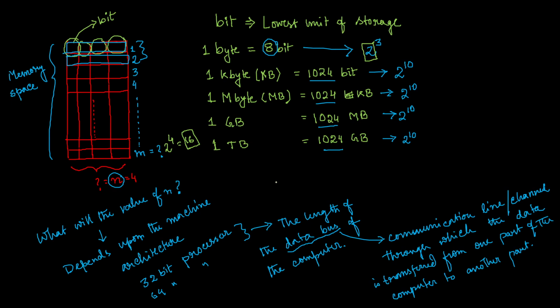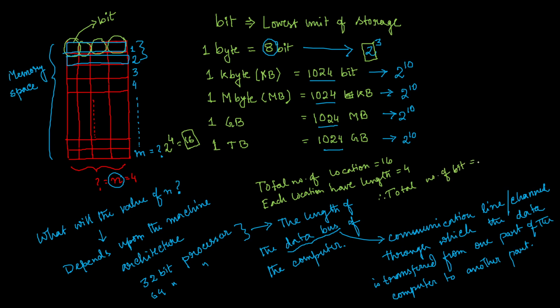Right? So here let's just take a simple mathematical calculation. Total number of locations is equal to 16. Each location has length equal to 4. So the total number of bits is what? Equal to 16 into 4. That means 64 bits. That means this particular memory space has 64 bits of storage. As simple as that.